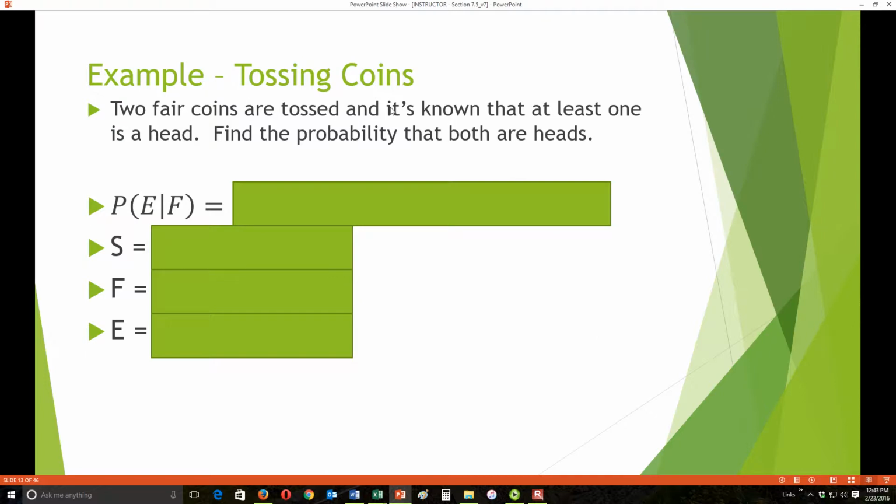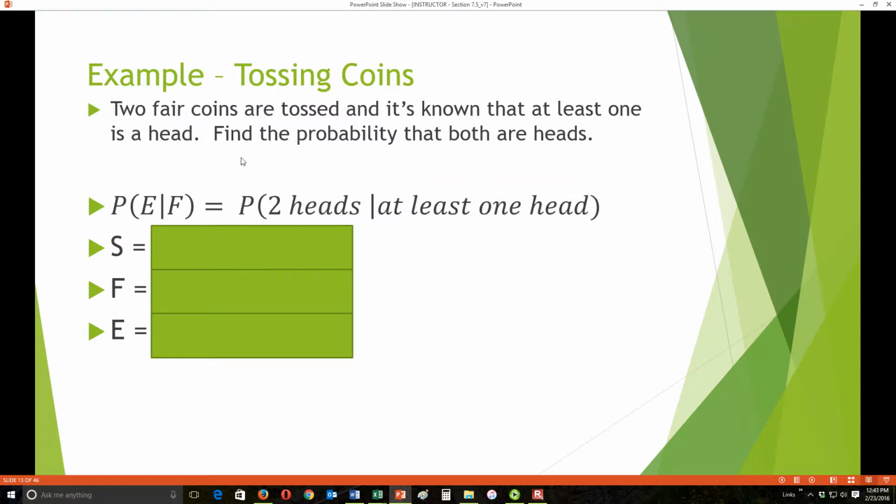Two fair coins are tossed and it's known that at least one is a head. Find the probability that both are heads. Well, the probability of E given F is the probability of two heads given that at least one head has been flipped. Because that's all we know, is that at least one is a head.